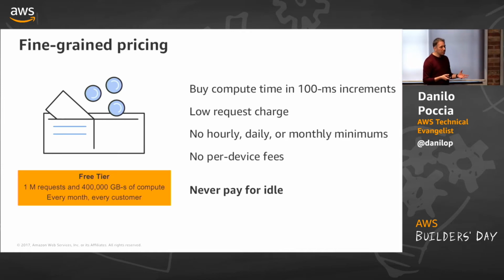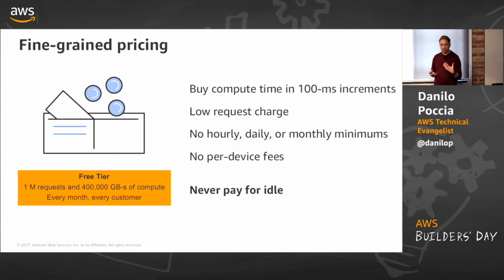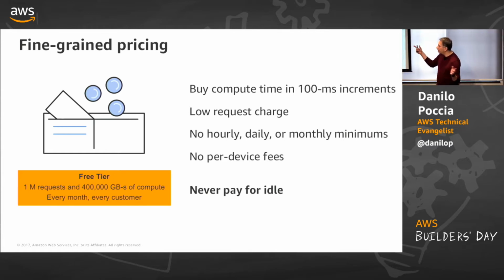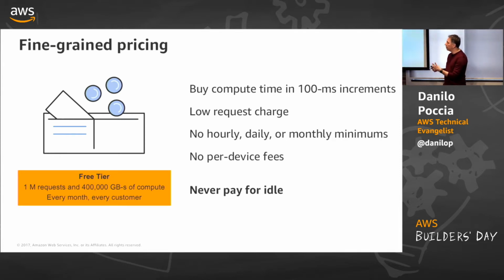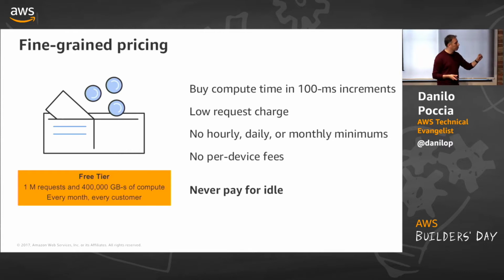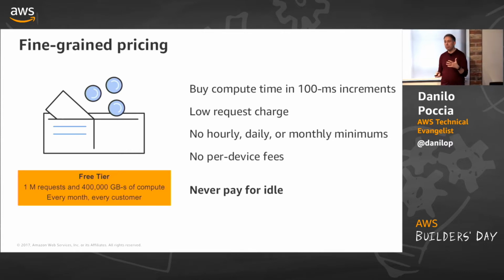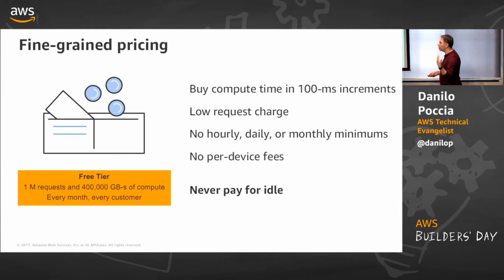400,000 gigabyte-seconds means that if you use 1 gigabyte of memory with your functions, you have 400,000 seconds of execution time without cost. If you use less memory, you get more time because it's linear. So if you use, for example, 128 megabytes, that's the minimum that you can give to a Lambda function, you get 3.2 million seconds of execution time.